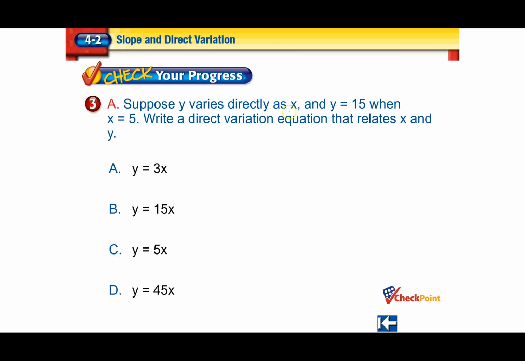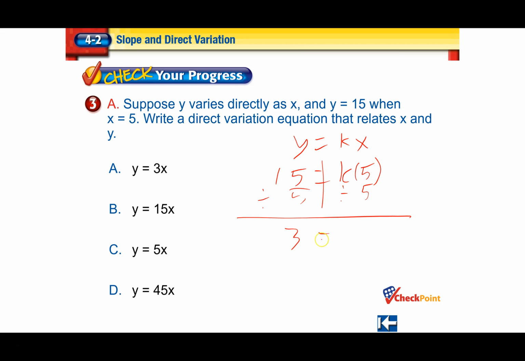All right, suppose y is 15 when x is 5. So I'm going to take my direct variation equation, substitute in 15 for y, and k is going to be 5. We'll just leave it like that. Divide by 5, divide by 5, comes out to 3 equals k. So then I can write it as y equals 3x.